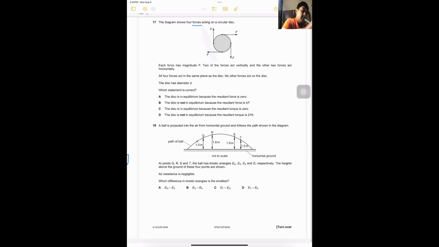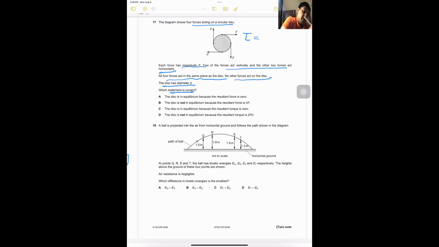Question number 17. The diagram shows four forces acting on a circular disc. Each force has magnitude F. Two of the forces act vertically and two act to the side horizontally. All forces act in the same plane as the disc. No other forces act on the disc. The disc has diameter d. Which statement is correct?